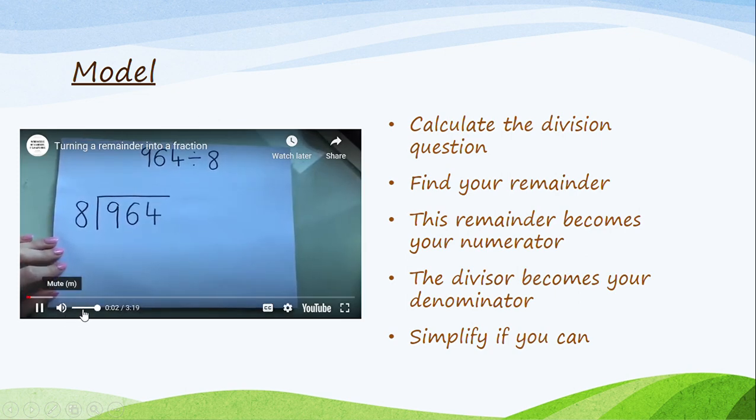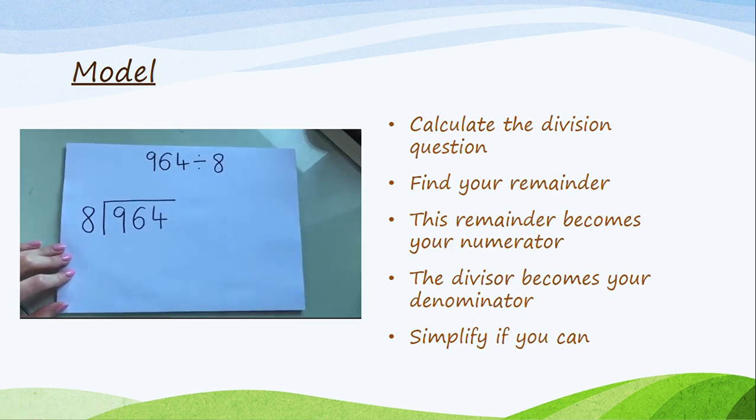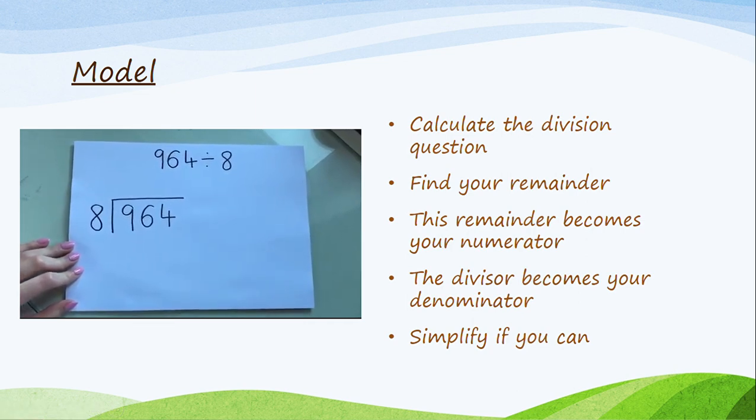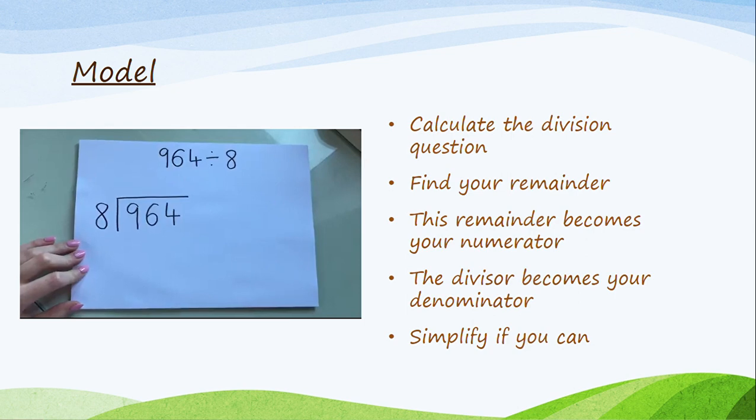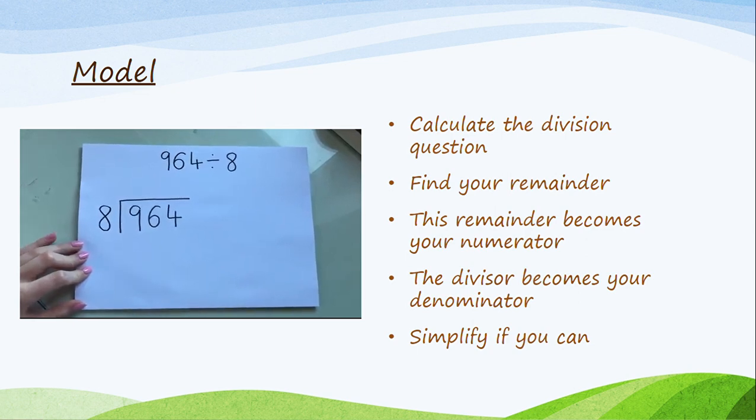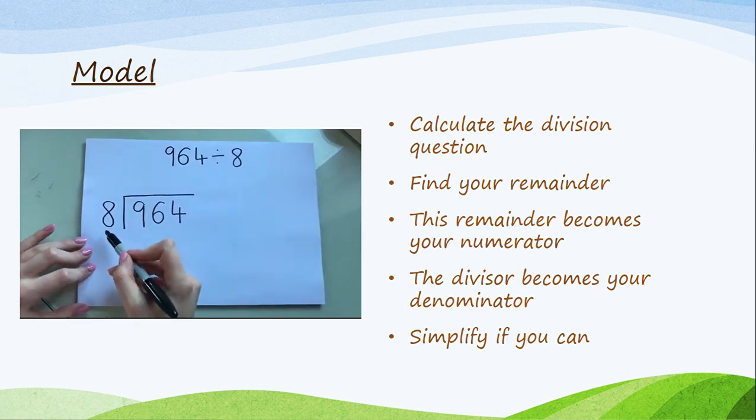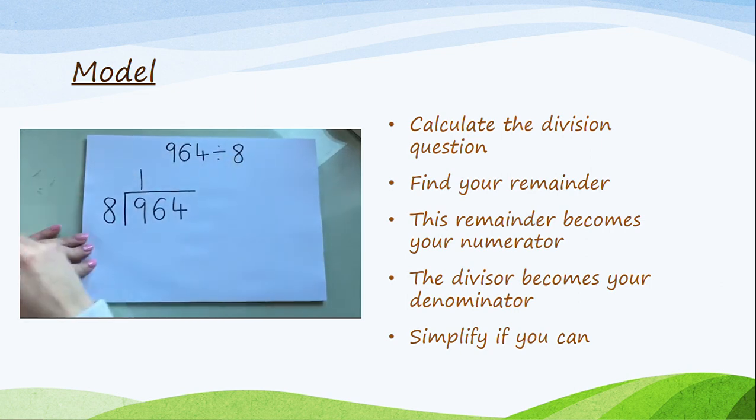Now that we are confident to use the bus stop method to find a division answer and a remainder, what we're going to look at now is turning that remainder into a fraction. So here I've got 964 divided by 8, and I'm going to use the bus stop method, as I know how to do already, to work out what my remainder is going to be. So the first thing I do is how many 8s in 9, and that is 1. One lot of 8 is 8, and the difference between 8 and 9 is 1.